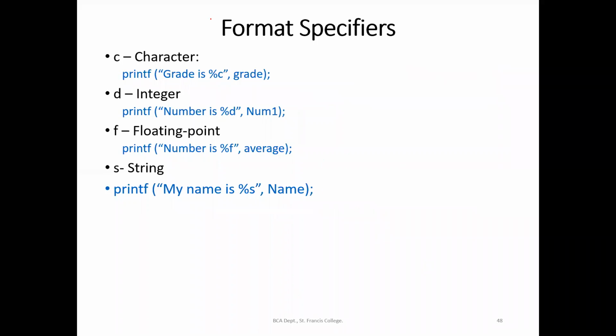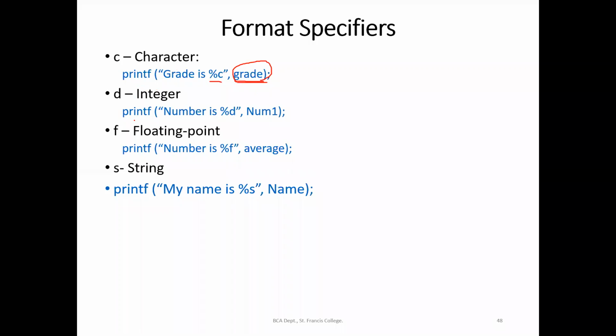So %C for the character. If I want to print the grade which is there in the grade variable, grade is a variable which I have declared, and if I am having a value A, B, C or D, it will be printing "grade is %C". Wherever we are specifying the format specifier, it will be printing the value of the variable grade. Got it?